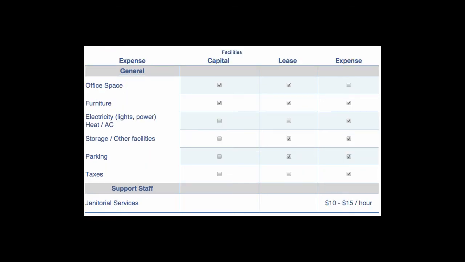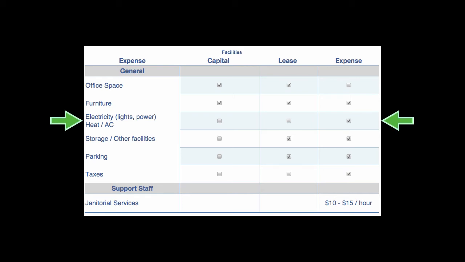Let's move on to facilities. Pretty simple to explain here. Obviously, you've got your office space. You have furniture. Now, if you're not growing and you've been in operations for a number of years, you may not have an expense here. But sometimes furniture does break. Chairs need to be replaced. Those types of things. So you might want to account for some of that funds to cover that.